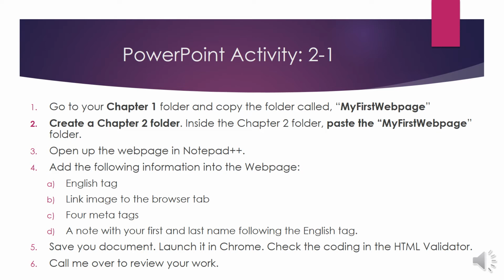Add the following information into the web page. A, your English tag. B, the link image to the browser tab. C, the 4 meta tags with their descriptions, and D, a note with your first and last name following the English tag. Save your document, launch it in Chrome, check it out in 2 other browsers, then check your coding in the HTML validator. When you're done, call me over to review your work.